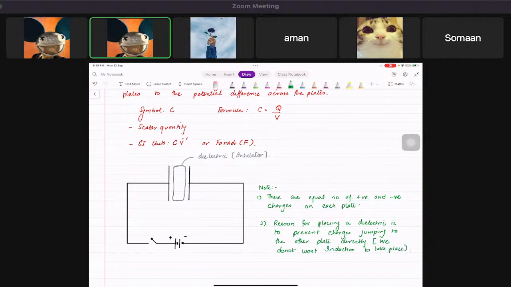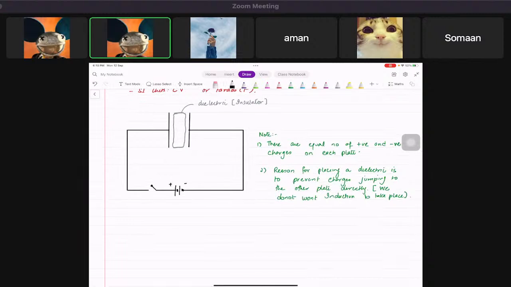Now, let's look at this when the switch is closed. The first thing we should know is how a capacitor is charged. Let's call this plate X and this plate Y, and also put a voltmeter across it so that we can see what is happening to the voltage across these plates.